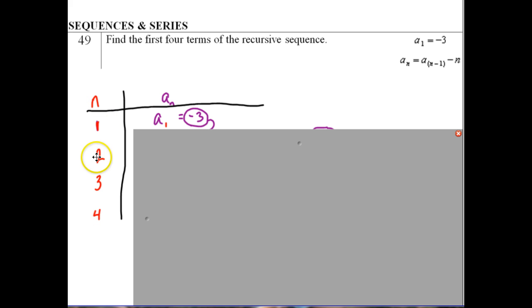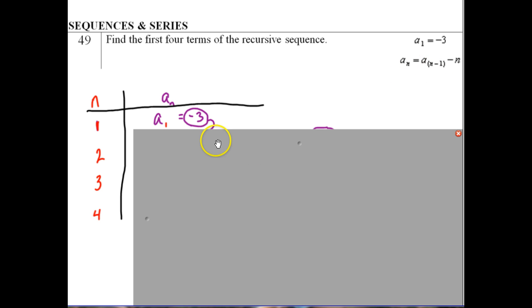So my chart is going to organize the value of n, which I'm color coding with red. And then this is a sub n, the value of the term. So this is which term? 1, 2, 3, 4. This is the value of the term. And it has to give us a starting point. So it tells us explicitly the first term is -3. And it gives you a way to find the next term.